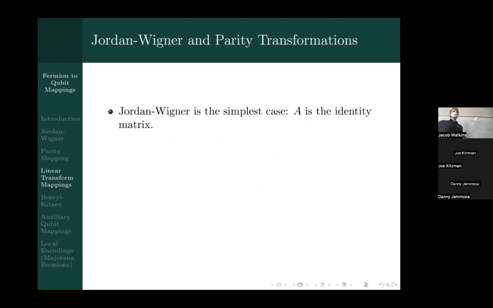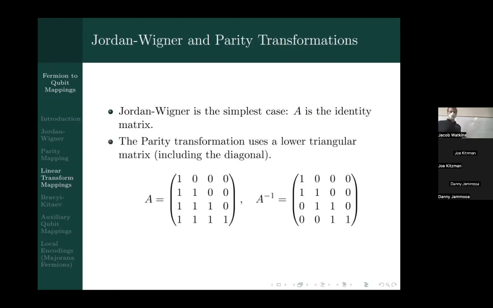So the simplest possible case is the identity matrix, where you get Jordan-Wigner. Then the parity transformation uses a lower triangular matrix. So you can see that qubit 4 is the sum of all 4 fermion occupation numbers, which is how the parity is defined. And you can obtain the inverse matrix through row reduction.